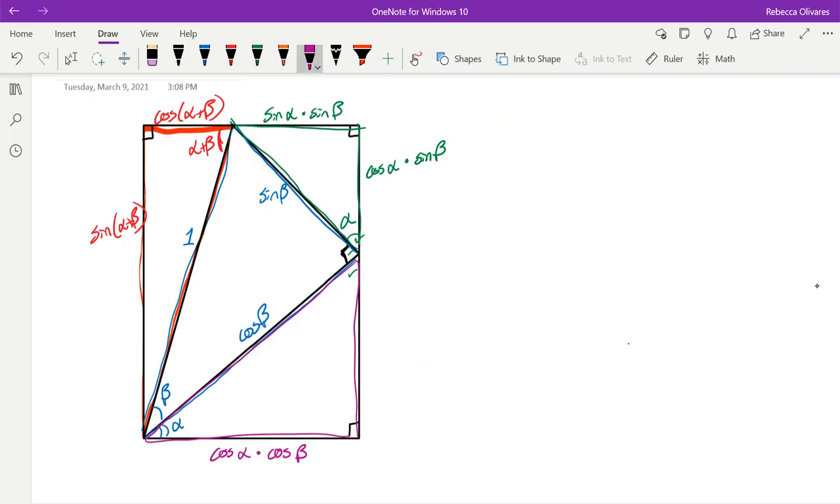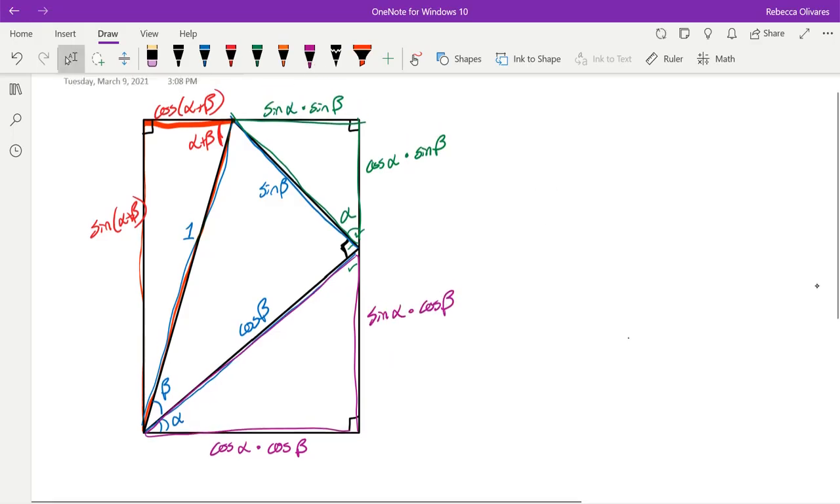And then finally over here, this is the opposite side of alpha in the purple triangle. And the sine of alpha is equal to the length of the opposite side divided by the hypotenuse, which in this case is cosine of beta. So the opposite side there is going to be sine alpha times cosine beta. So I have the triangle labeled the way that I want it. I said triangle, I think I meant the rectangle, the big giant rectangle.